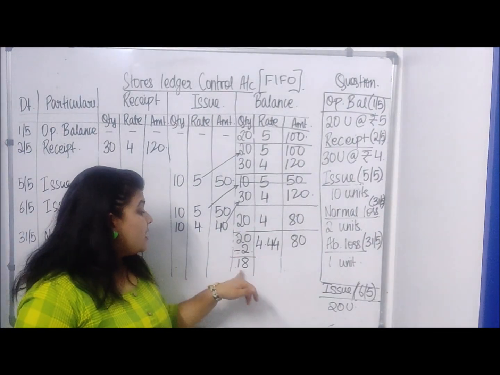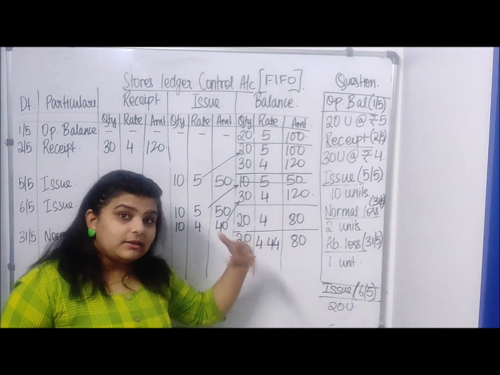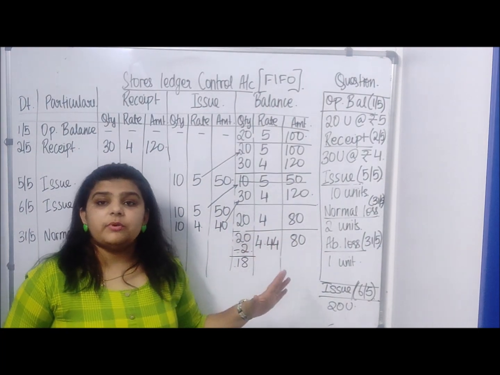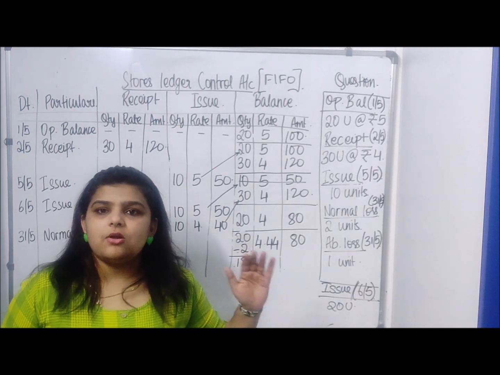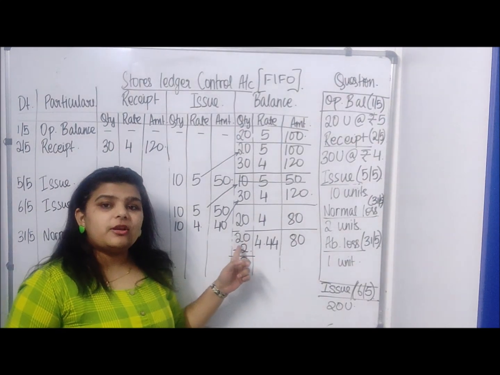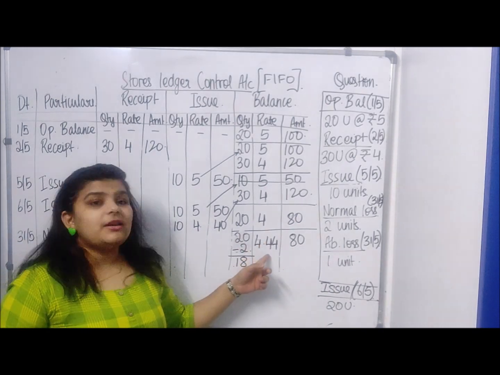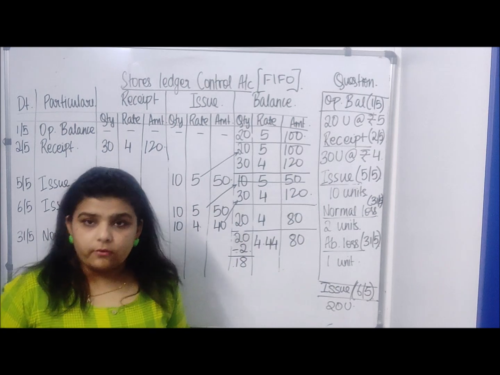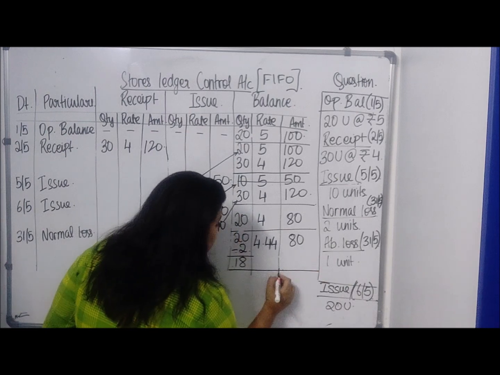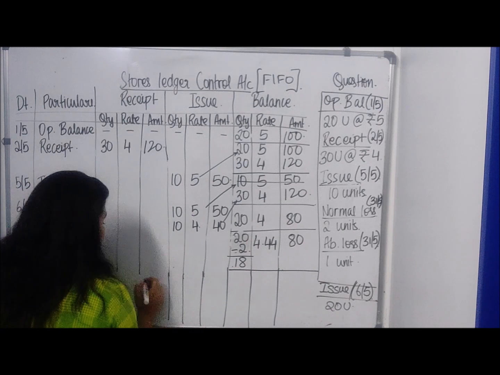What happens in normal loss? Units come down, but the total cost remains the same, ultimately increasing the rate per unit. This is the treatment of normal loss. Why did this go up? Because these two units have put their burden on the good units, that is on the 18 units. So the per unit price has gone up by 0.44. So I have 18 units at 80 rupees. So the rate has become 4.44 now.